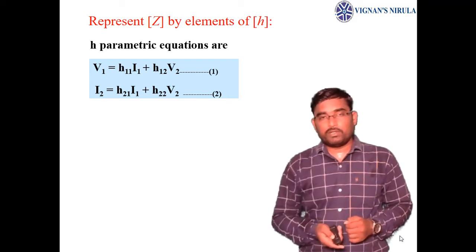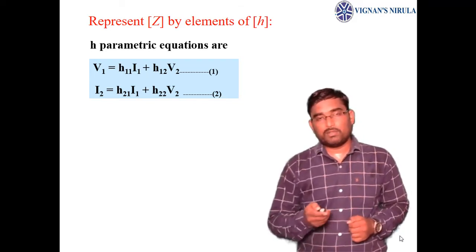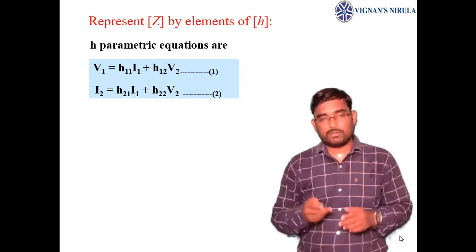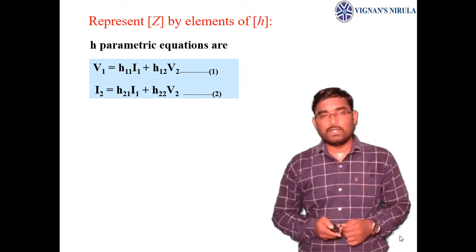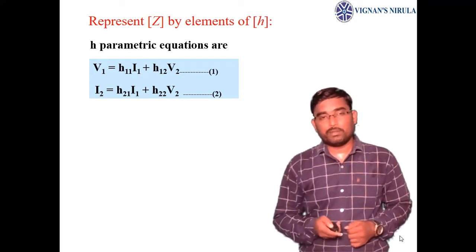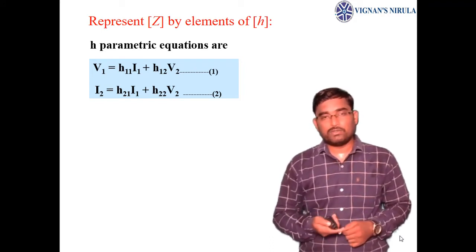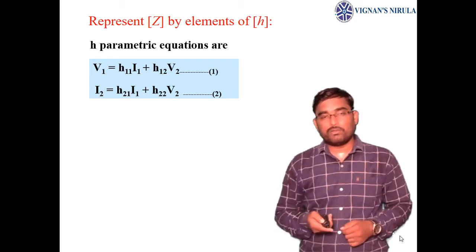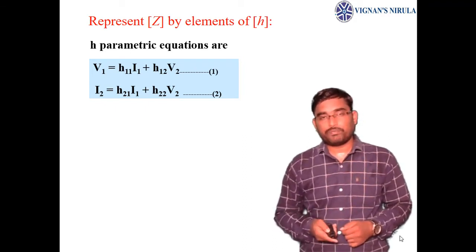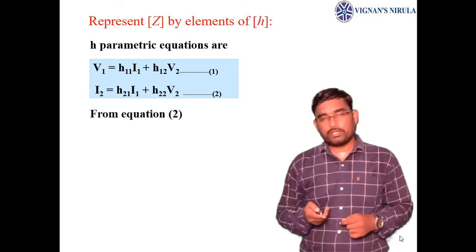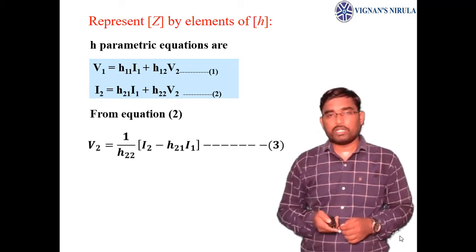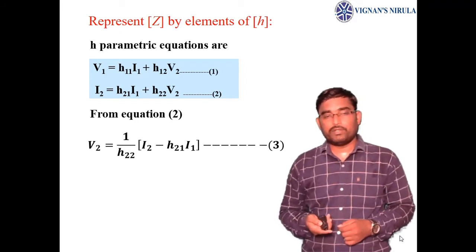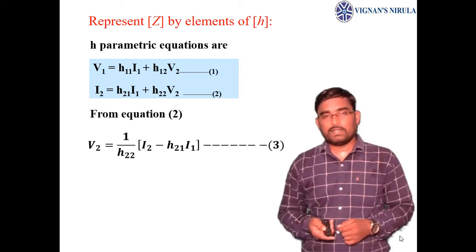Now here we need to represent the z parameters in terms of h parameters. First we need to take the h parametric equations, which are nothing but v1 and i2 in terms of i1 and v2. So v1 equals h11 i1 plus h12 v2, and i2 equals h21 i1 plus h22 v2. Now from equation 2 I am separating v2, which can be written as 1 by h22 into i2 minus h21 into i1, which is taken as equation number 3.